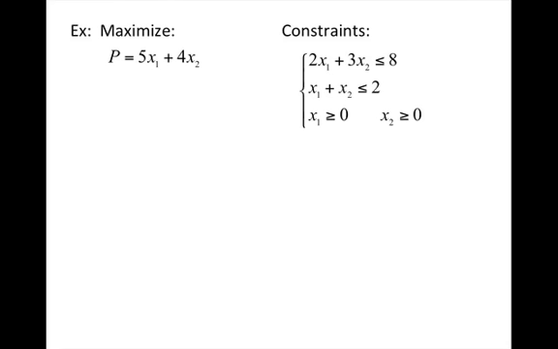So first I check to see, is the problem in standard form? And this one also is in standard form. Both of my basic variables are greater than or equal to 0. I have X sub 1 and X sub 2 greater than or equal to 0. And both of my constraints are less than or equal to positive numbers. My first constraint is less than or equal to an 8. My second constraint is less than or equal to a 2.